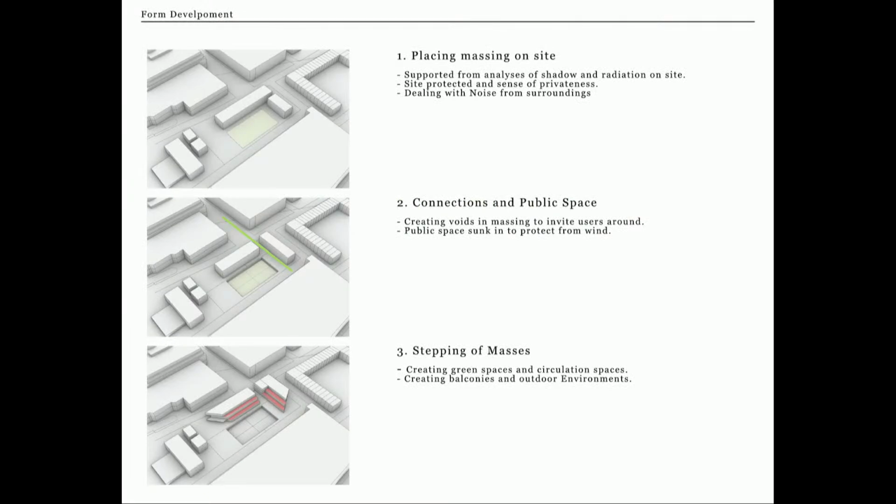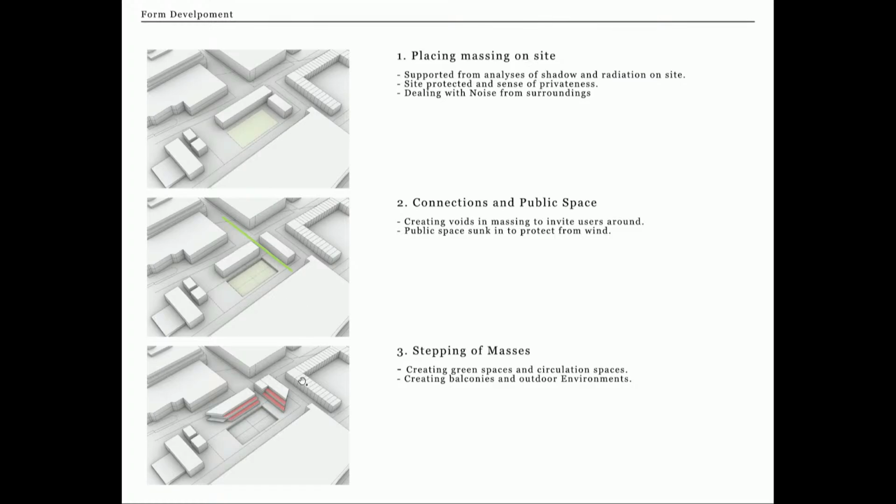How the form progressed was, after doing some studies of shadow and radiation on site, I started placing the massing on site, and secondly, providing a big public space in the site. The next step was how to make voids in the design in order to invite people, and also to protect the public space from the wind. The public space was sunk in by a floor.